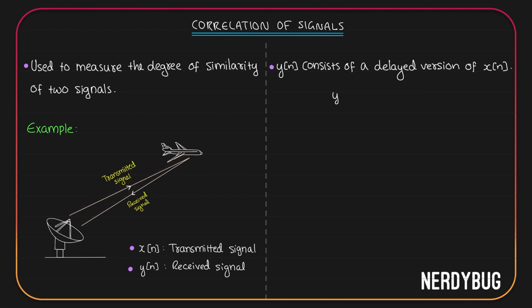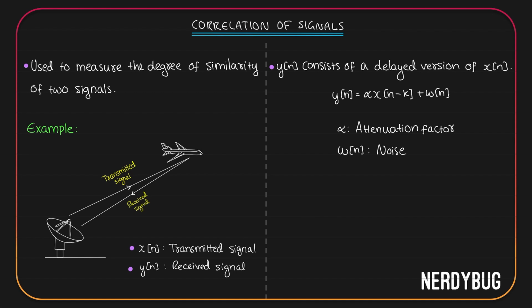So we can write y of n is equal to alpha x of n minus k plus w of n. The n minus k obviously shows the time shifting because of the delay. Alpha is the attenuation factor and w of n can be considered as the noise signal that your receiver might pick up.